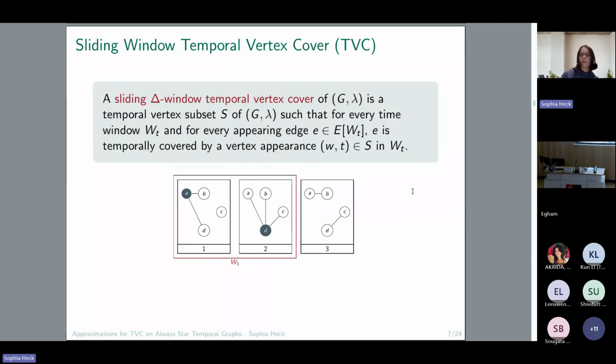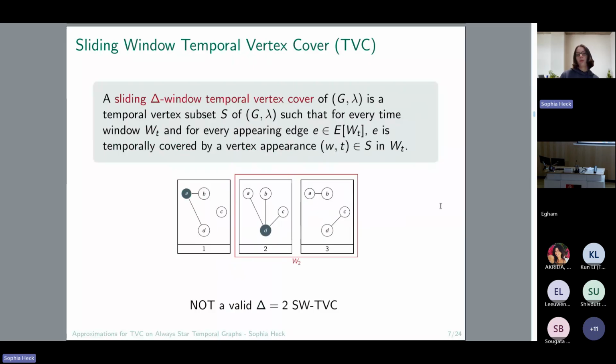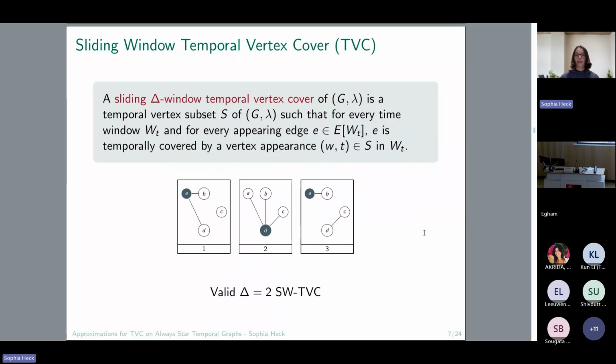If we take, for example, this window of size 2, in the first window we're actually fine because all the edges are covered. However, in the second window, we see that the edge AB is not covered anymore. So we need to include something else, because right now this is not a valid delta equals 2 sliding window TVC. However, if we were to add, for example, the vertex appearance A3, then we're fine, and we have created a valid solution.